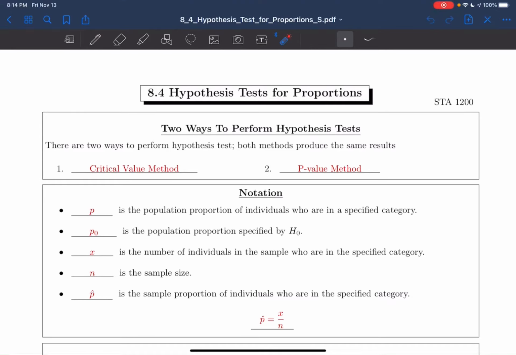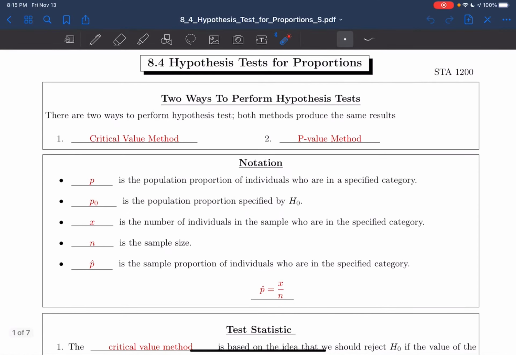In this section, we're going to continue with the idea of hypothesis testing, but this time we're going to do it with proportion. All of this concept is going to be very similar to what we've been working on in section 8.2, which is hypothesis testing when sigma is known. The only difference is our test statistic, but everything else should be the same.